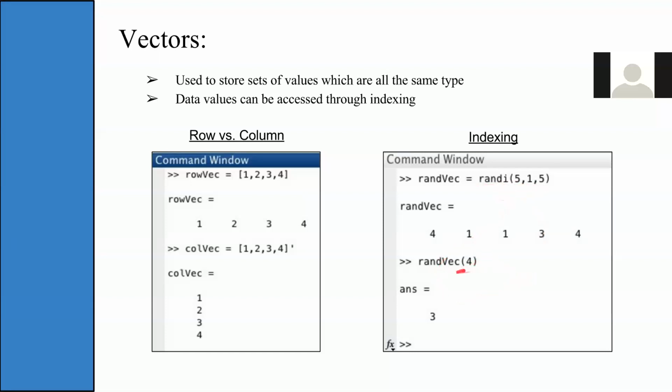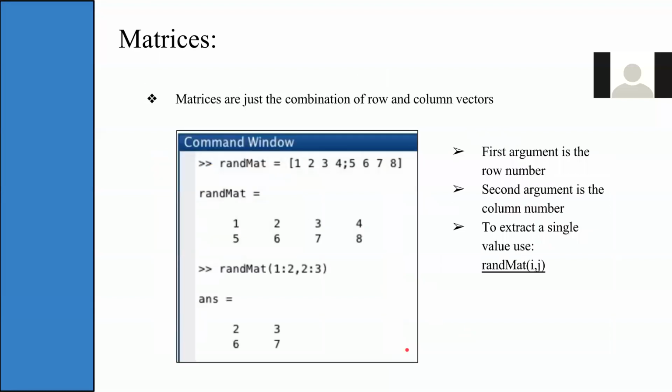And so if we want the 4th element of that, that's like saying we want the 4th column, and it will return the number 3. Notice how we did not assign this to any variable output, and so MATLAB automatically chose ans, as we mentioned before, and when it completed, it returned the prompt. So that's vectors and vector indexing.